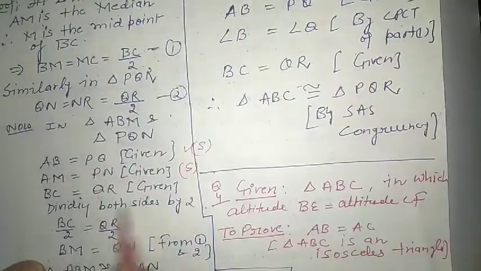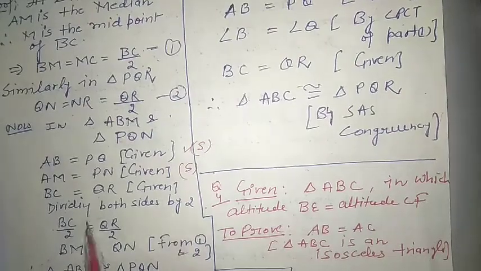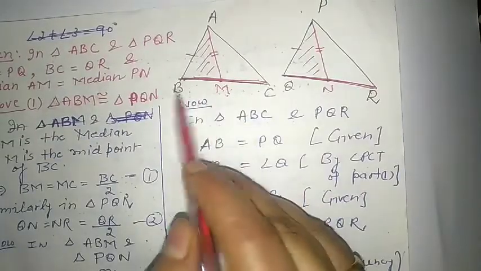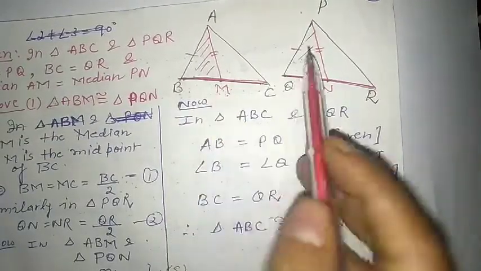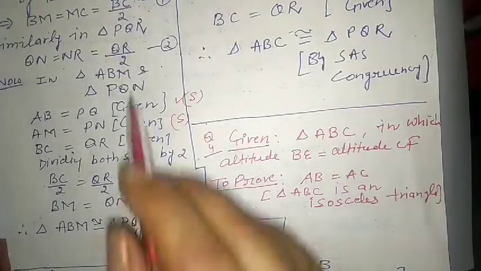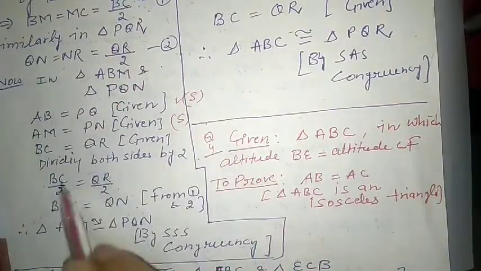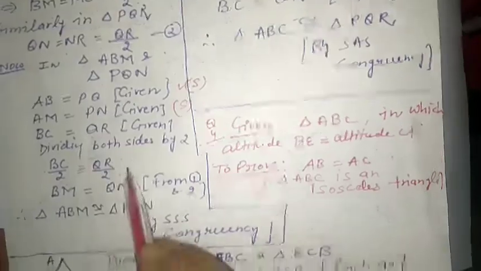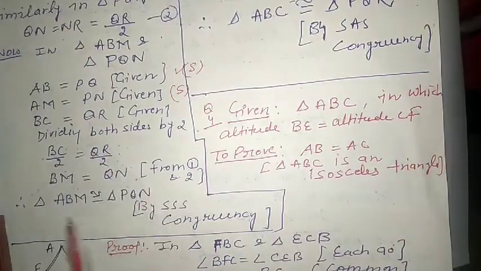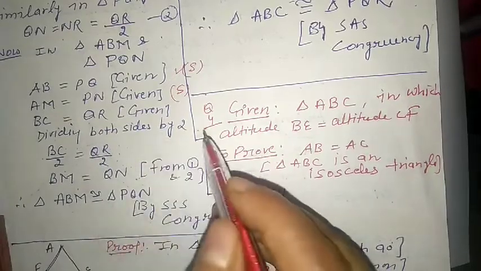So BC, we will divide both sides by 2. What we have? BC by 2, QR by 2. So here BC by 2 is BM. Here we'll take only BM because BM is our requirement. We are taking these two triangles. So BM is equal to QN. QR by 2 is QN. So BC by 2 can be written as BM, and QR by 2 can be written as QN. So this is also a side.